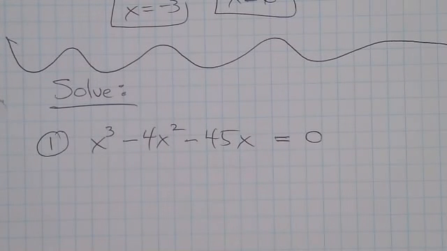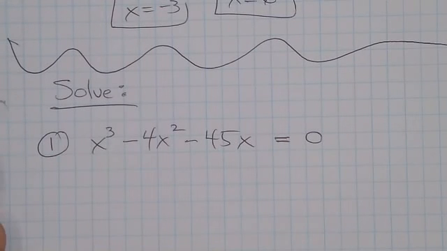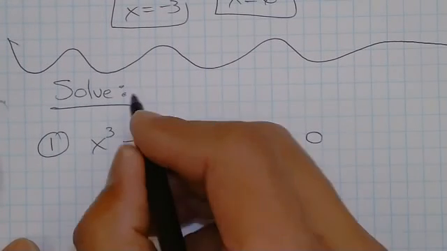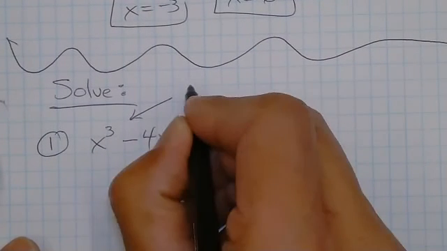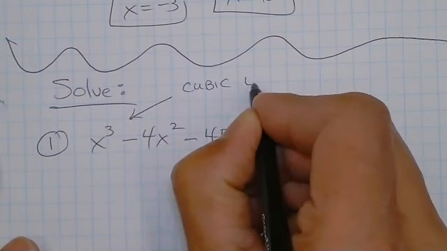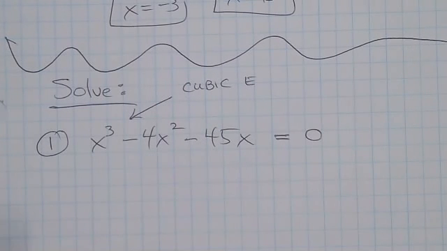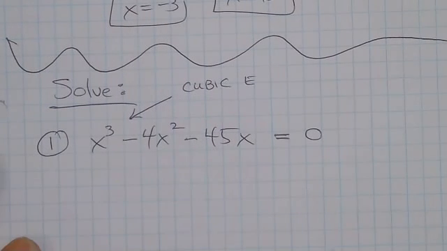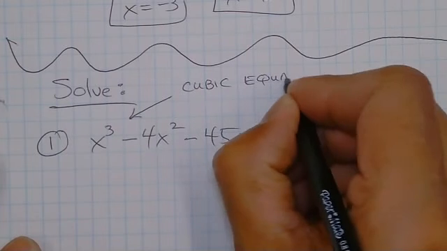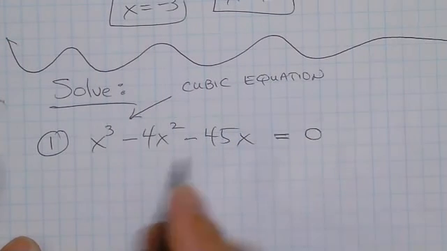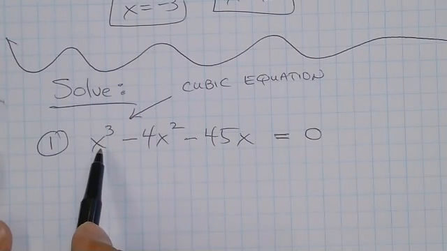Anybody notice anything about these that we've not done before? These are cubic, to the power of 3. This is new. This is a cubic equation. Cubic is to the power of 3, right? Square, like to the power of 2, is squared. This is a cubic equation.